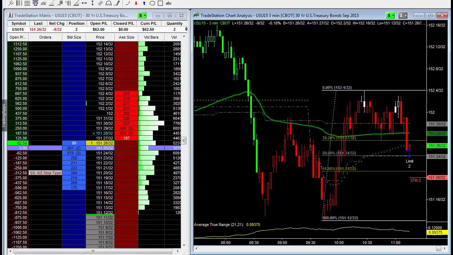More so than usual. What we're looking at today is the T-bond futures. So as you can see, the symbol US U for September 15 right here in the left corner. Right here, US U50. So these are 30-year Treasury bond futures.